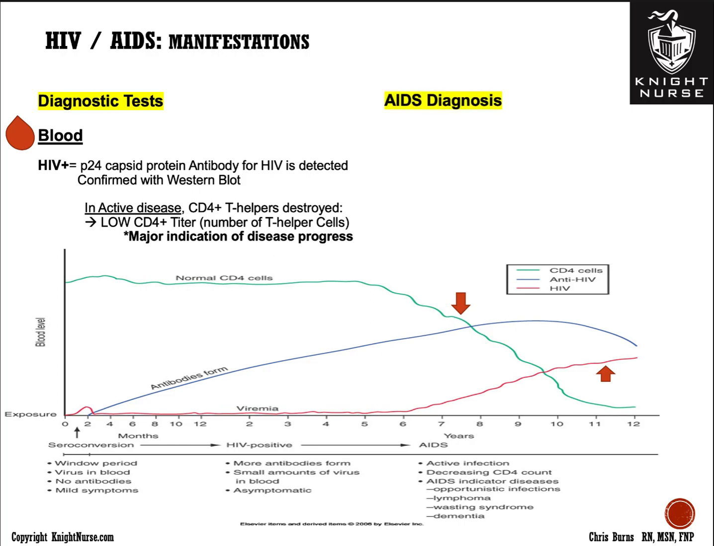So AIDS diagnosis can actually be made with three components. First, HIV positive. Second, CD4 T helper cells less than 200, plus an opportunistic infection.